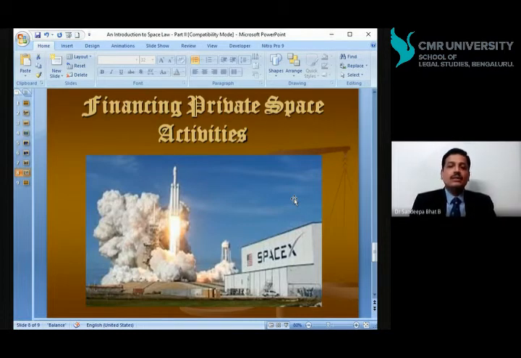Especially in the space activities, what operates is something called asset-based financing. That is, the space object for which the finances are taken is itself pledged as a collateral for the purpose of getting the finances. Because most of these private companies don't have any other thing to pledge as collateral for maybe a few million or maybe a few billion dollars. They don't have sufficient assets to pledge as collateral, just like in traditional financing. Here, they have to pledge the satellite itself or the parts of the satellite itself for the purpose of getting the finances. That's why it is called asset-based financing.